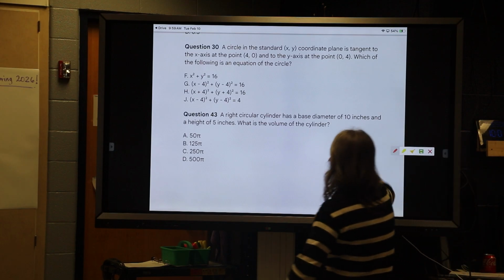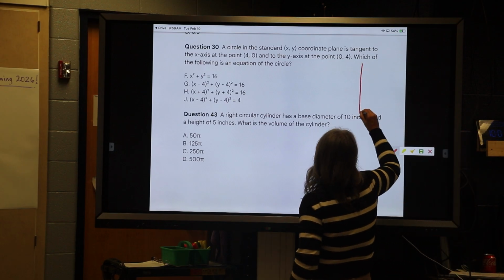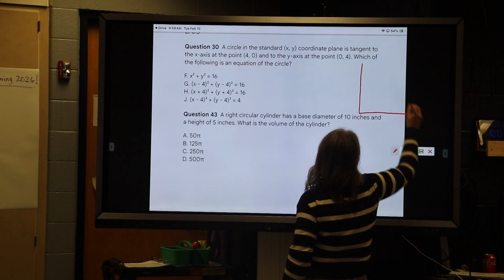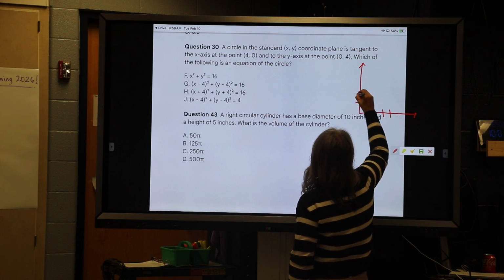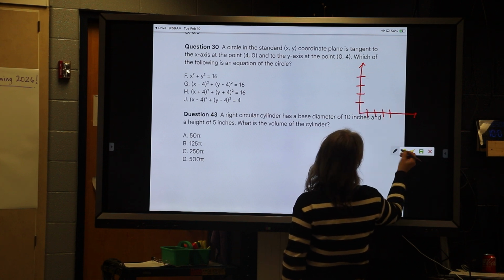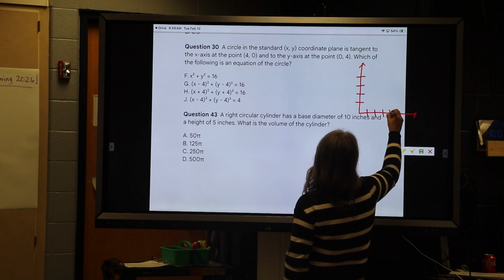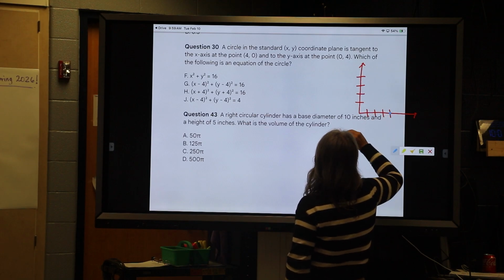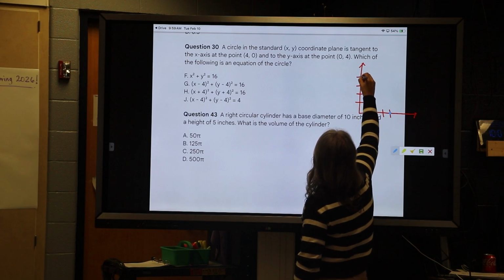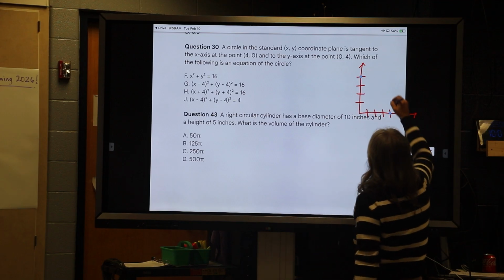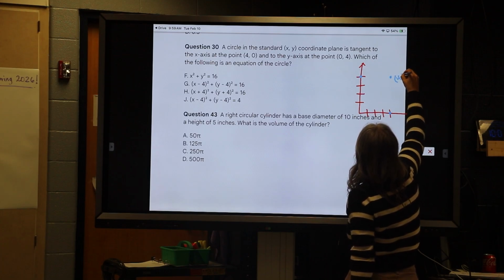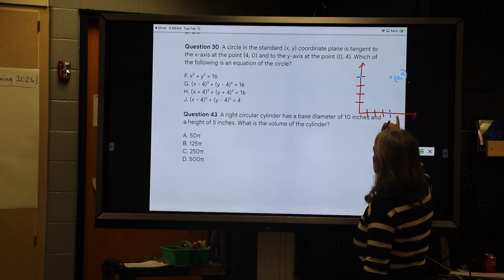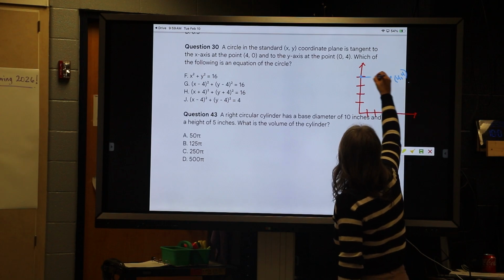So I'm going to draw it again just to show you. So here's my first quadrant, because that's all I need. So 1, 2, 3, 4. 1, 2, 3, 4. So it said at (4, 0) and then (0, 4). So my center is going to be right where these two would meet, so that's going to be (4, 4). And then I just count over to figure out what my radius is. 1, 2, 3, 4. So my radius is 4.